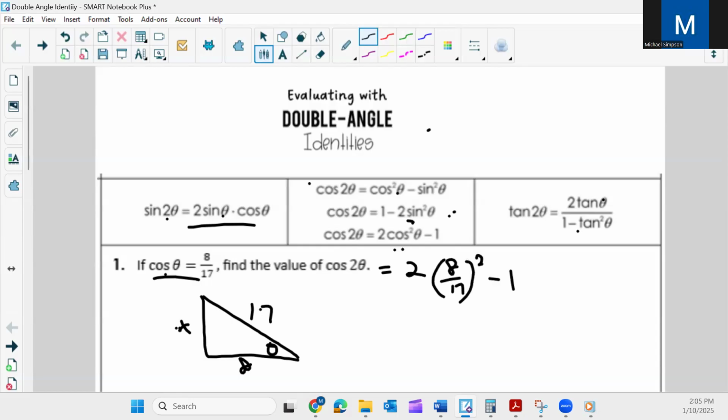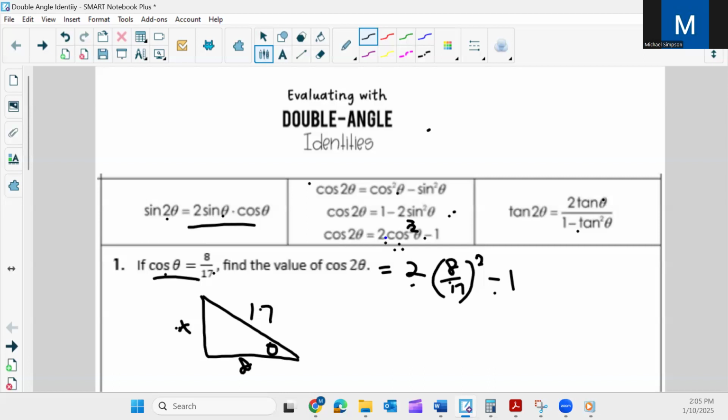Everybody see that? It's 2 times cosine squared, right? Cosine is 8 over 17, but it's squared, right? So you've got to square that, 8 over 17, minus 1. Put it in the calculator and tell me what you get.